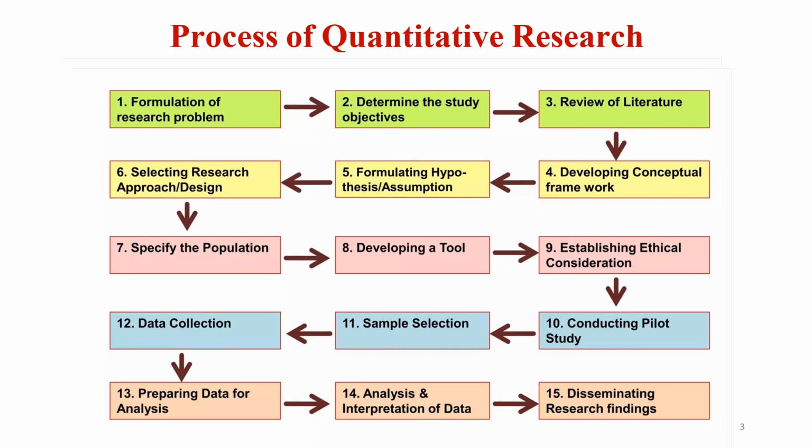So a conceptual framework is nothing but it will tell which direction the pathway is moving in. Now, once a conceptual framework is framed, how do we develop it? It is based on the review of literature, because from the review of literature we will come to know what the independent variables and the dependent variables are. So based on that we will go for a conceptual framework.